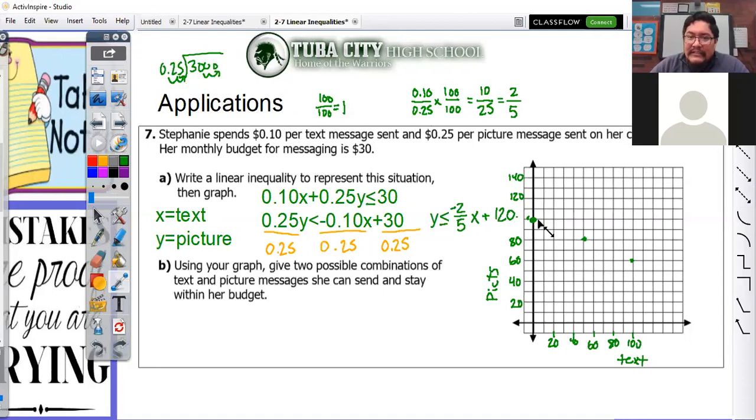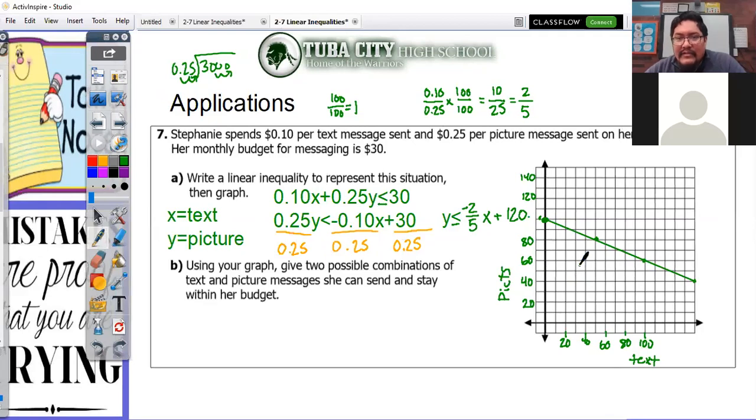So in this case here, she can, if she manages to pay exactly $30 of her budget. So again, $30 of her bill is set aside for these messages. If she manages to land exactly on $30, she doesn't have to have her bill go up. So that's why we would use a solid line for this one. All right, now the next thing we got to do is shade one of the sides. Now remember, this is a budget, meaning that this is where we want to stay.